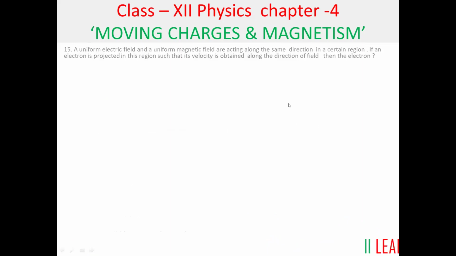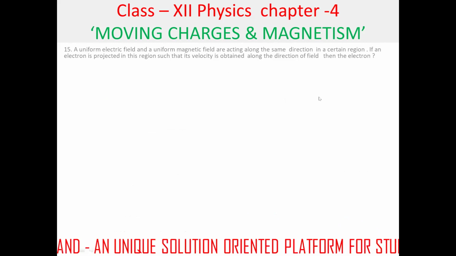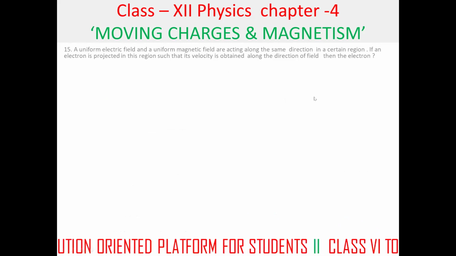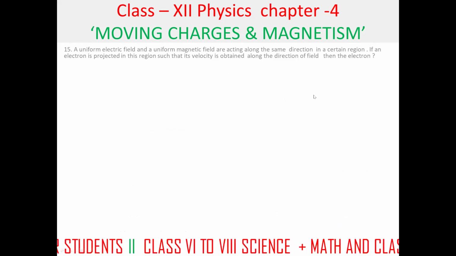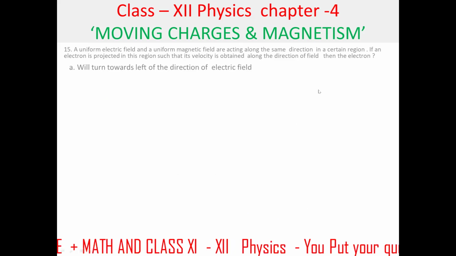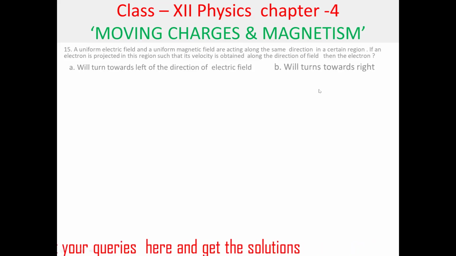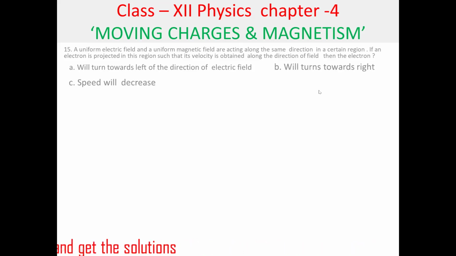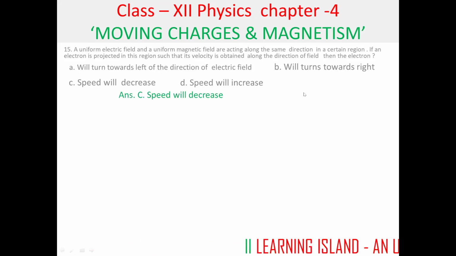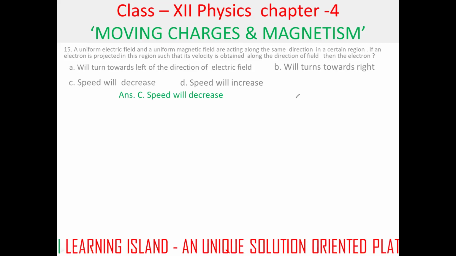Next question is: a uniform electric field and a uniform magnetic field are acting along the same direction in a certain region. If an electron is projected in this region such that its velocity is along the direction of the field, then what will happen? Will the electron turn towards the left or right, will its speed decrease, or will its speed increase? Why? Let us discuss this.